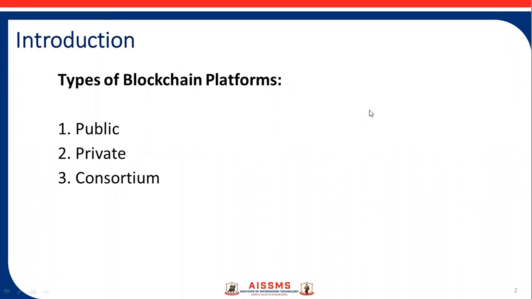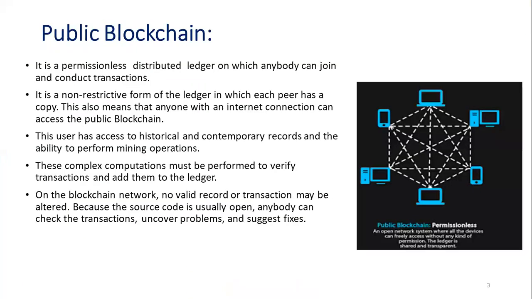In blockchain platforms, there are several types of blockchain. First one is the public, then private and consortium. First one is the public blockchain. As its name suggests, public blockchains are open to the public and they are not owned by anyone. Anyone can participate as a node in the decision-making process. Users may or may not be rewarded for their participation. Bitcoin and Ethereum are both public blockchains.